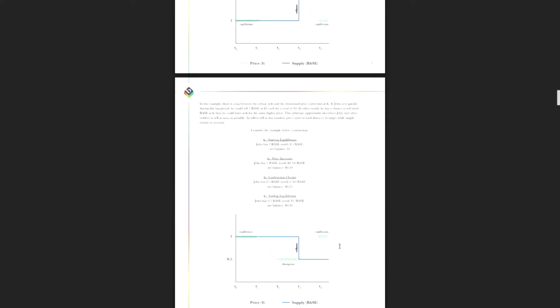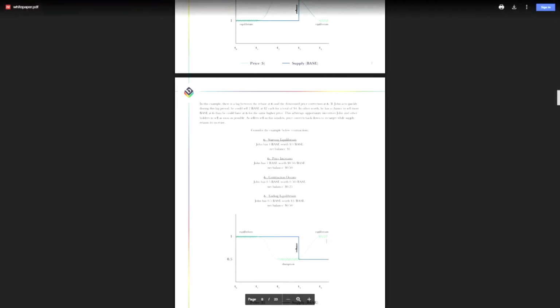Of course, we can also have the other situation. That means when the price is too low, then the rebase will burn tokens, so there will be less supply, and that will hopefully push up the price once more towards the equilibrium.